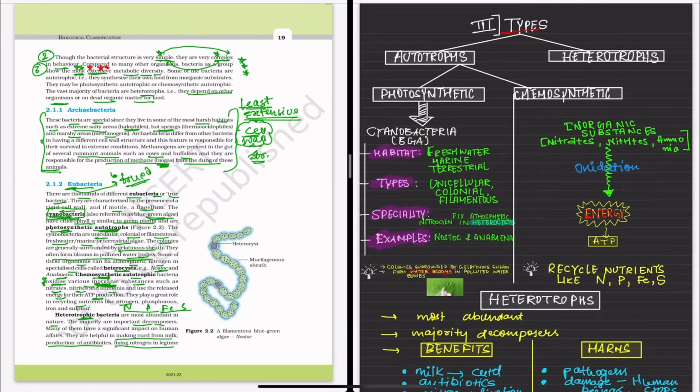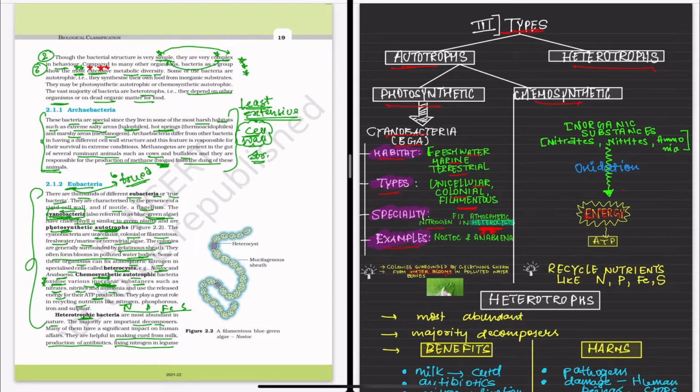Now these types, they are autotrophs and heterotrophs. Autotrophs are divided into photosynthetic and chemosynthetic. Photosynthetic have cyanobacteria as the majority, and their habitat is freshwater, marine and terrestrial. These notes and materials are not from outside but sorted out from the NCERT. Types are unicellular, colonial and filamentous. A speciality is that they fix atmospheric nitrogen in heterocysts. This heterocyst thing is important. Their examples are Nostoc and Anabaena.